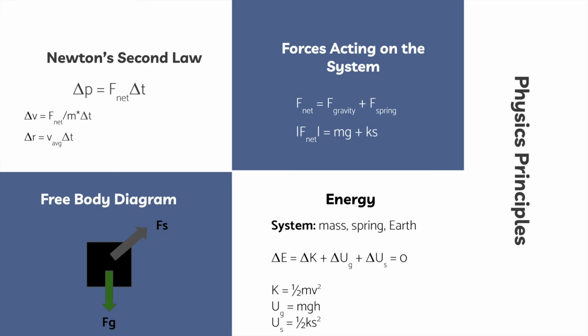However, in this case, our total change in energy is going to be equal to the change in kinetic energy plus the change in gravitational potential energy plus the change in spring potential energy, which is all going to be equal to 0. Kinetic energy is equal to 1/2 times the mass times the speed squared. Gravitational potential energy is equal to mass times the gravitational constant of the Earth times the height. Spring potential energy is going to be equal to 1/2 times the spring constant times the amount of distance that the spring is stretched or compressed squared.